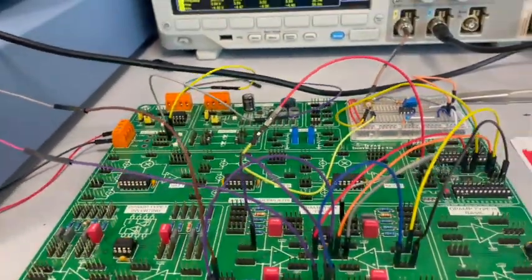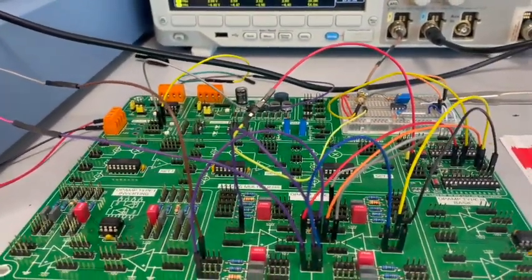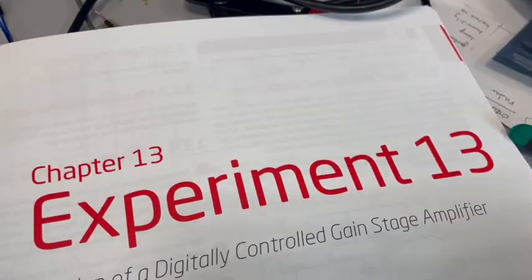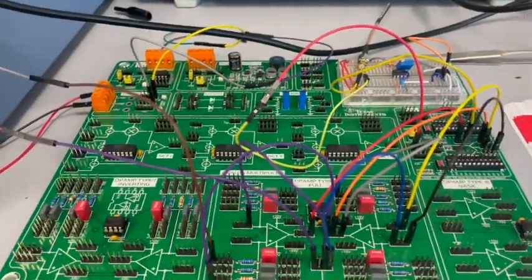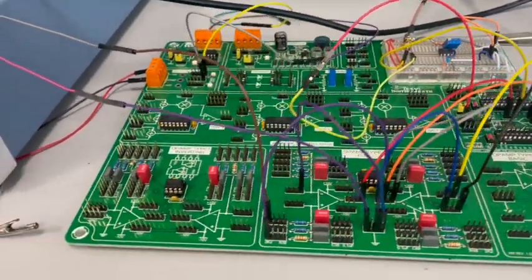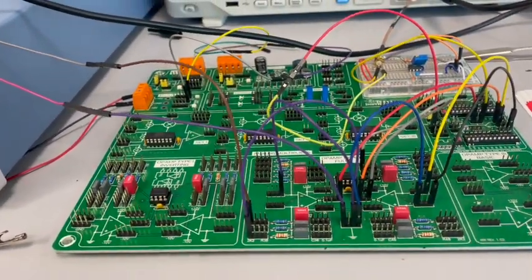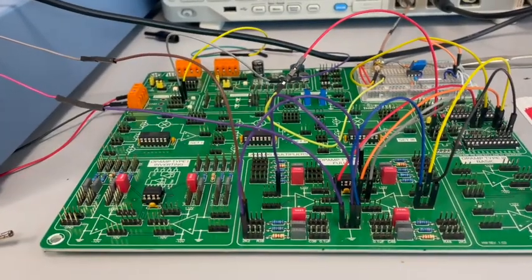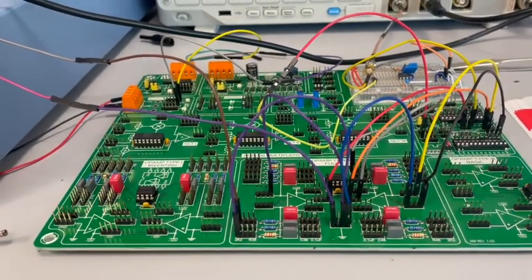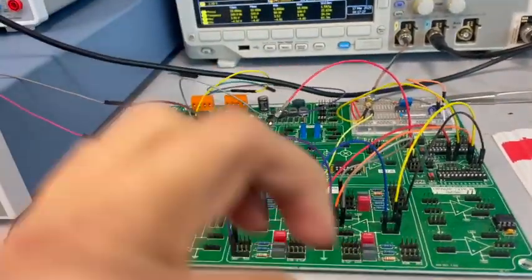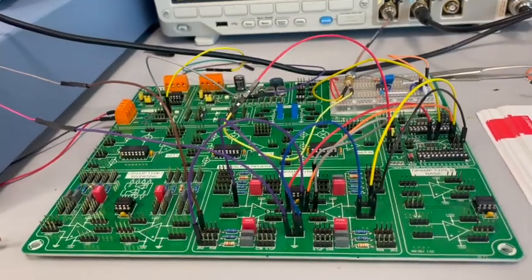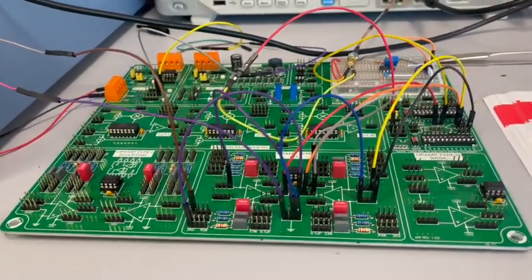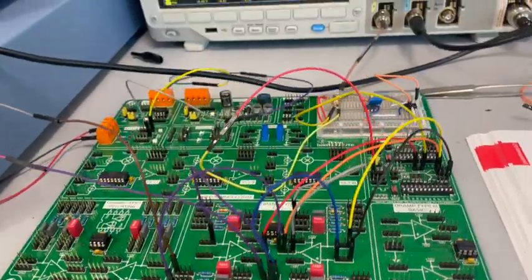Hello everyone, this is lab number 8. In this lab we're going to study the digitally controlled gain stage amplifier. Last time when we designed the amplifiers, we changed the gain by manually changing the resistors, but it can actually be changed digitally, so we don't need to change resistor 1 and resistor 2 by hand every time. We can change the gain digitally.